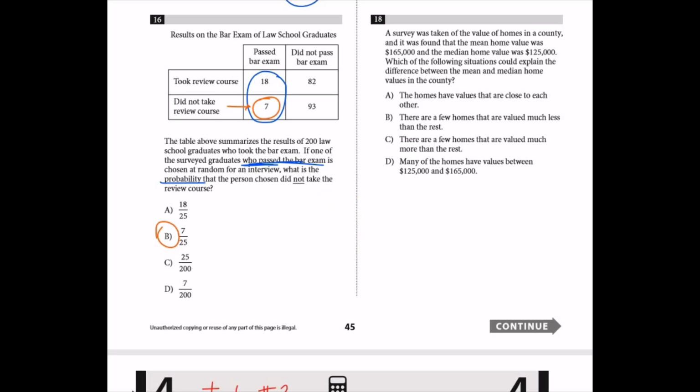A survey was taken of the value of homes in a county, and it was found that the mean home value was $165,000 and the median home value was $125,000. Which of the following situations could explain the difference between the mean and median home values in the county?